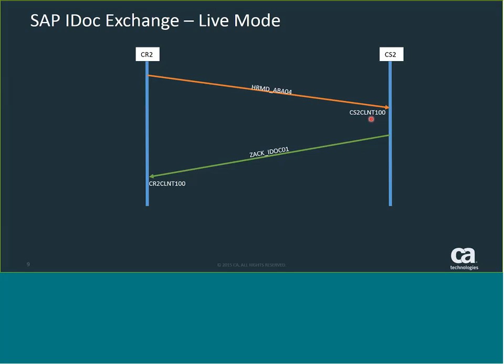In our demo example, system CR2 sends an IDoc known as HRMD_ABA04, which is a human resources document. CS2 responds by an IDoc known as ALEAUD01, which acknowledges that the IDoc was received on the server side and processed.